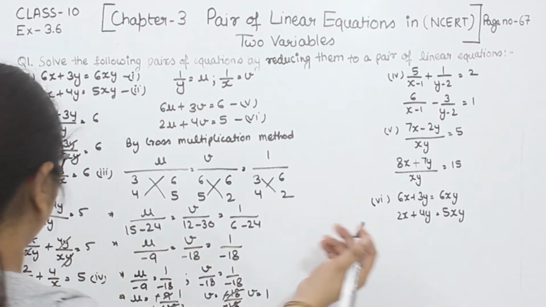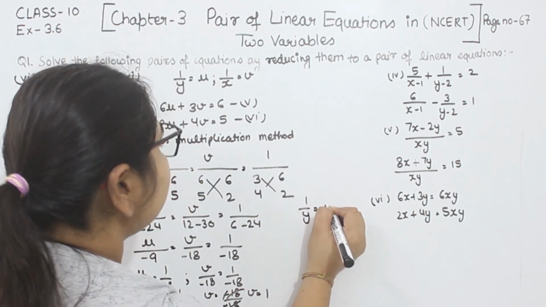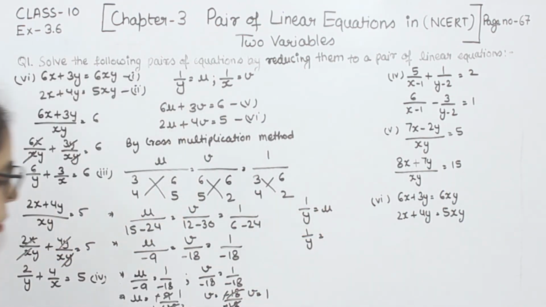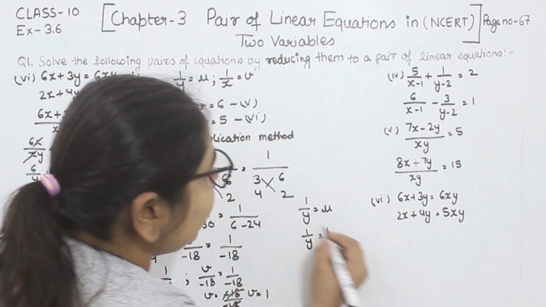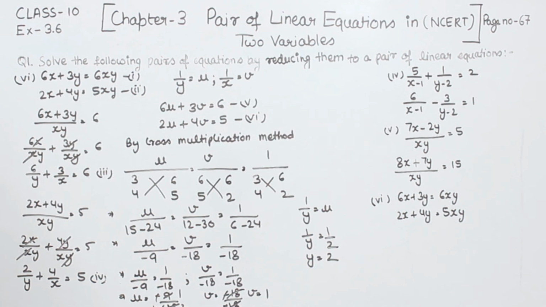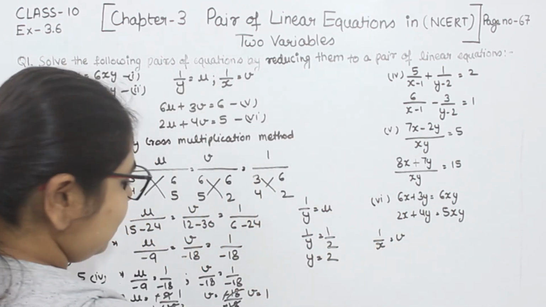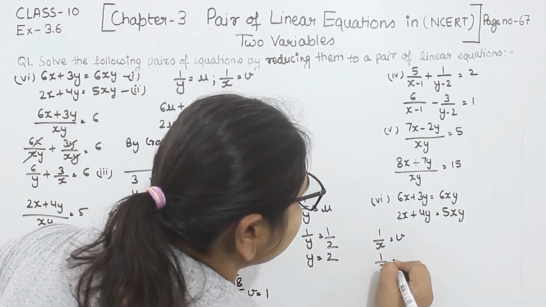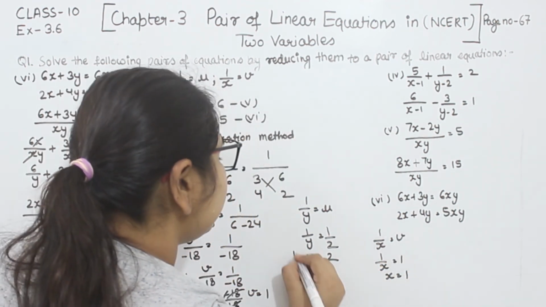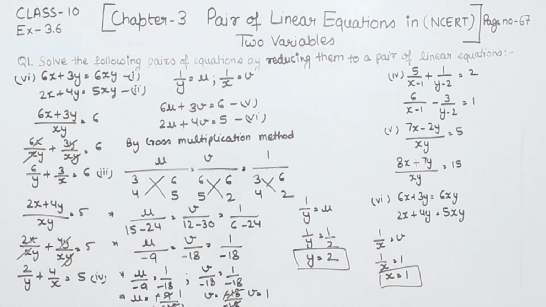Now we have to find the value of x and y. So here we are having this one, 1 by y as equal to u. So 1 by y as equal to the value of u, which we are having is 1 by 2. We have to cross multiply, so the value of y we are having as equal to 2. Now here we are having 1 by x as equal to v, and the value of v we are having is 1. So value of x we are having as equal to 1. So value of y is 2, and the value of x is 1. So this one we are having is the value of x and y.